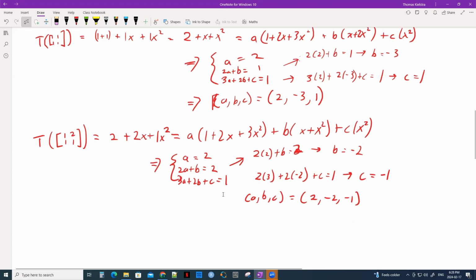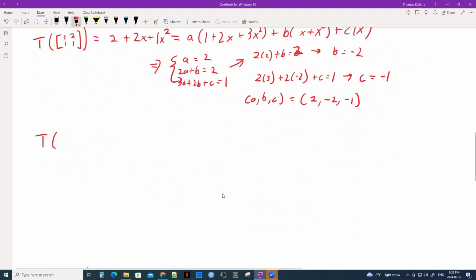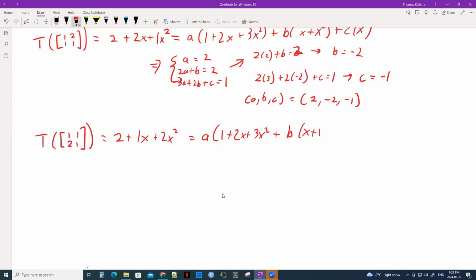We'll carry on in a similar way to look at what happens to T of 1, 1, 2, 1. This here is going to be 2 plus 1x plus 2x squared. And again, we set it equal to a times 1 plus 2x plus 3x squared plus b times x plus 2x squared, and let's fix this up here as well. Here we have x plus 2x squared plus c x squared.